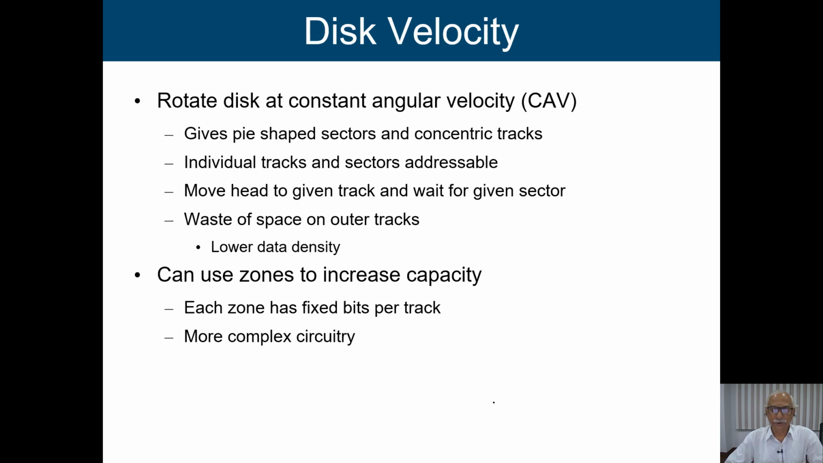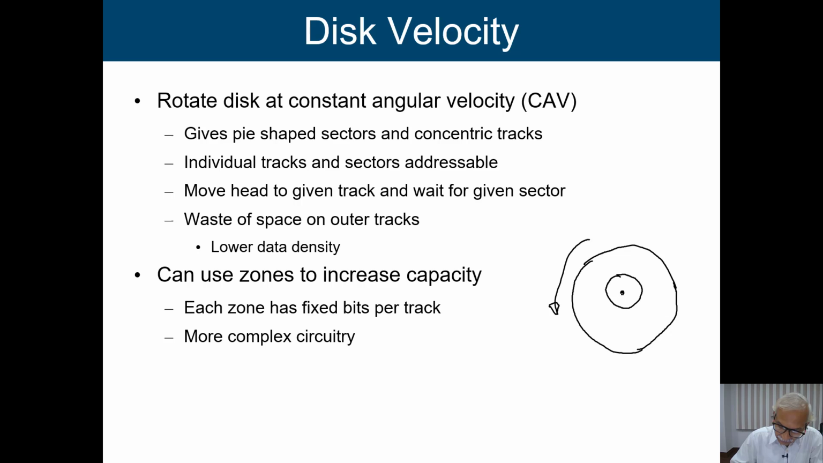Now the disk rotates, okay, and it rotates at a constant angular velocity. So now you just see we are having this particular disk. To perform the read-write operation, it rotates at a constant angular velocity. So it gives pie-shaped sectors and concentric tracks. It is basically a track, and you just see you are going to have a pie-shaped sector like that. Individual tracks and sectors are addressable. So this is an individual track. We know the track number. This is the individual sector.